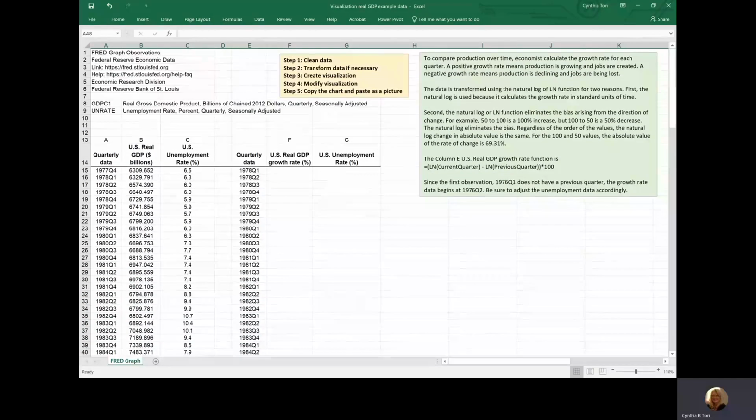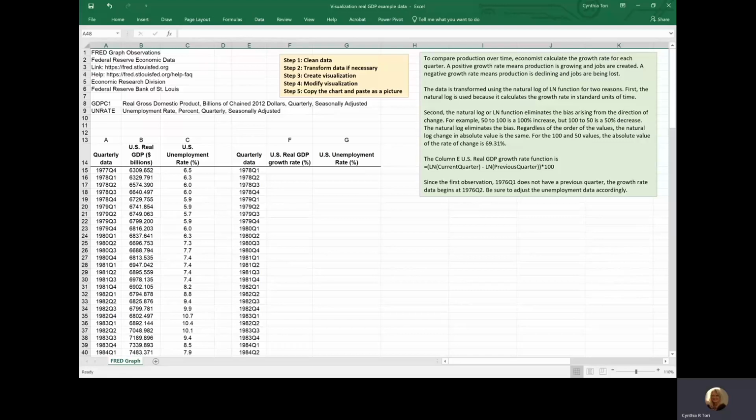Step 2 is transforming the data if necessary. To compare production over time, economists calculate the growth rate for each quarter. In general, a positive growth rate means production is growing and on net jobs are created. A negative growth rate means production is declining and on net jobs are being lost. We need to transform the real GDP dollar value into real GDP growth rates.